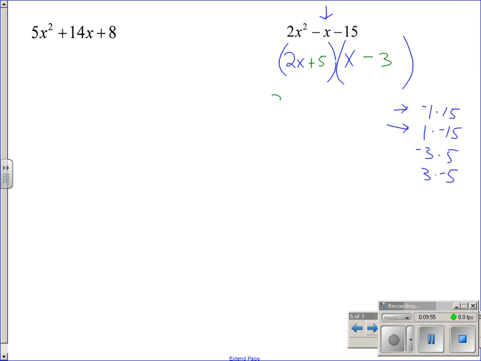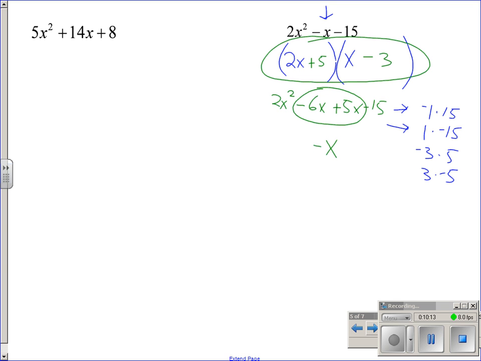So the 2x squared again is correct. Outside terms, minus 6x plus 5x minus the 15 for the last term. Those two middle terms, there's negative 1x. This is what we want. Okay, so it's a little bit more work, but it's mostly just checking. Okay, it's guess and check, yes, but it's limited guess and check. You've only got a few options to try. So let's go to this first example.